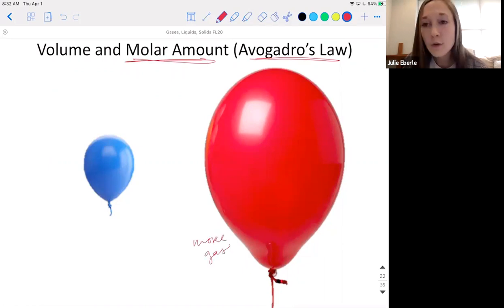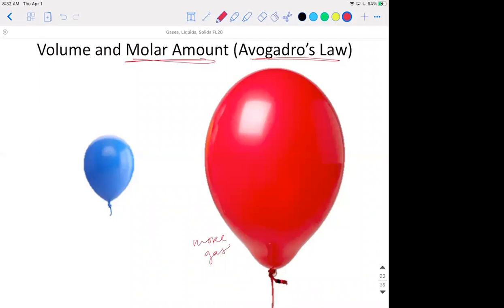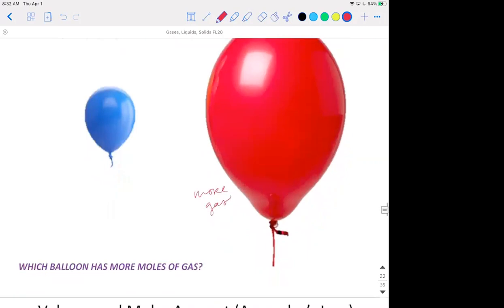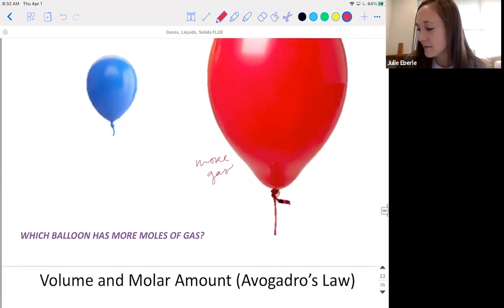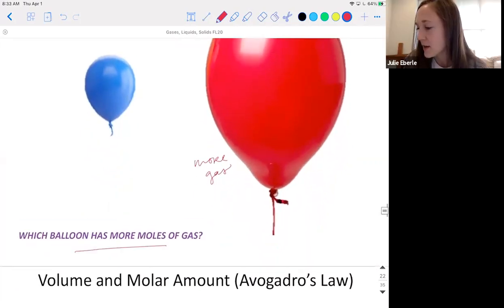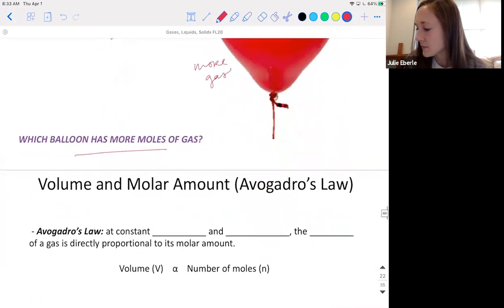There are more particles, more moles of gas in the red balloon. So obviously, the larger the volume, the more gas that's present. That's all Avogadro's law says. But yeah, so there's my question. How does this look? Okay.